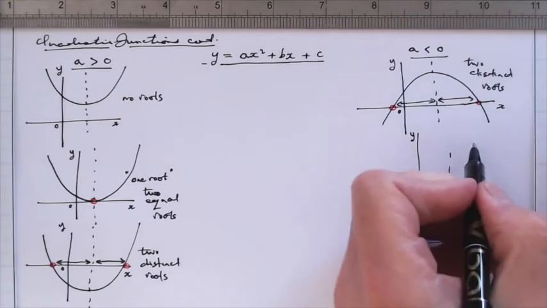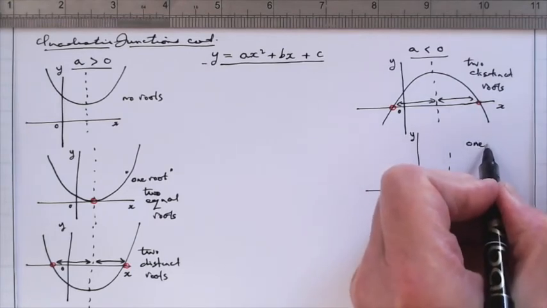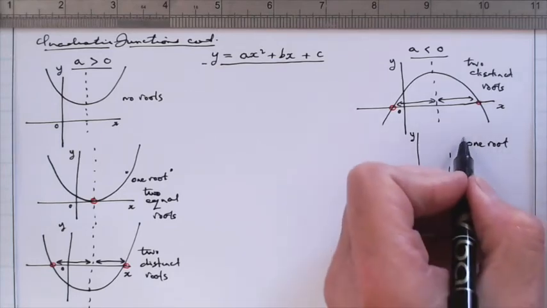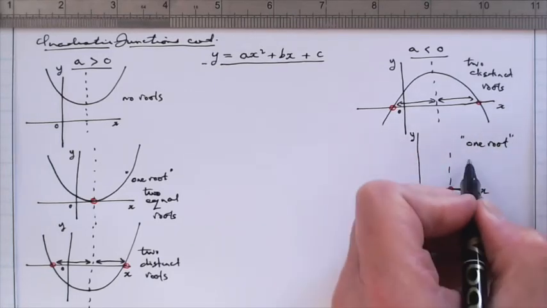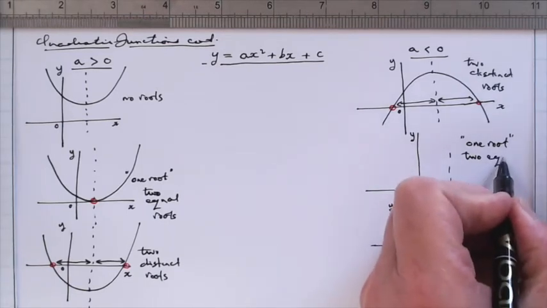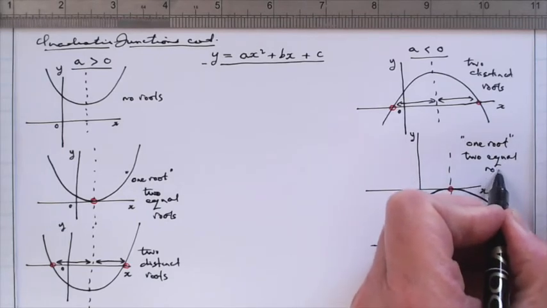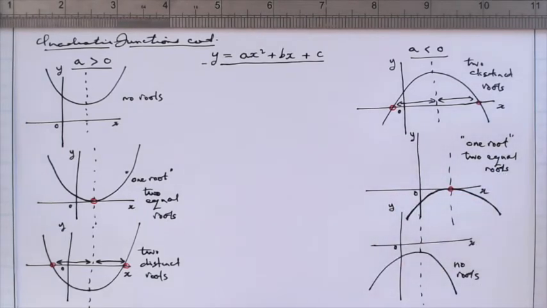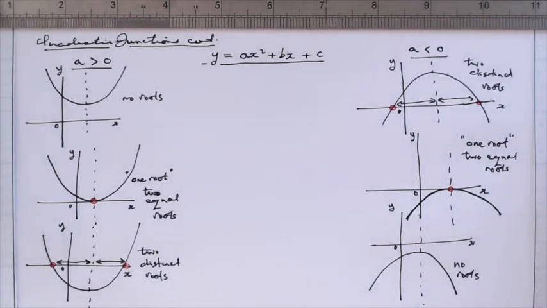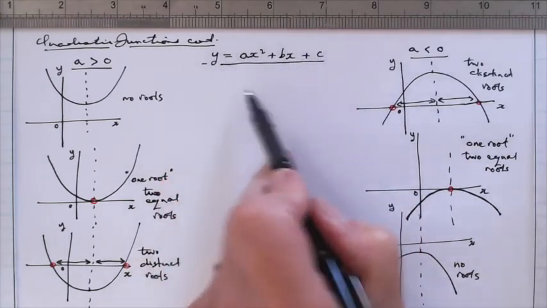And again, depending on the era in which you're learning this and the geographical location of your exam board, you might either call this one root, or certainly in Scotland, to get a mark in an exam, you have to say two equal roots. Okay. But the key point is it touches the x-axis at one value of x. Now, these are all the possible forms of parabolas that you can get from this formula.